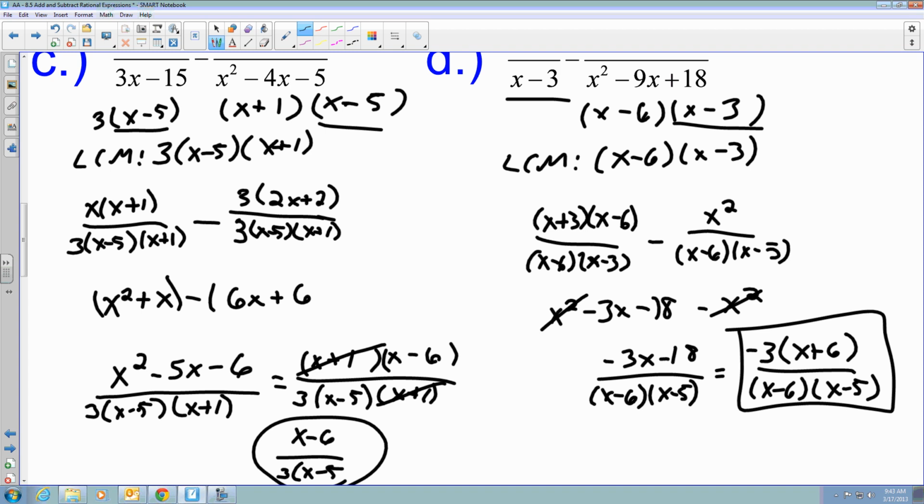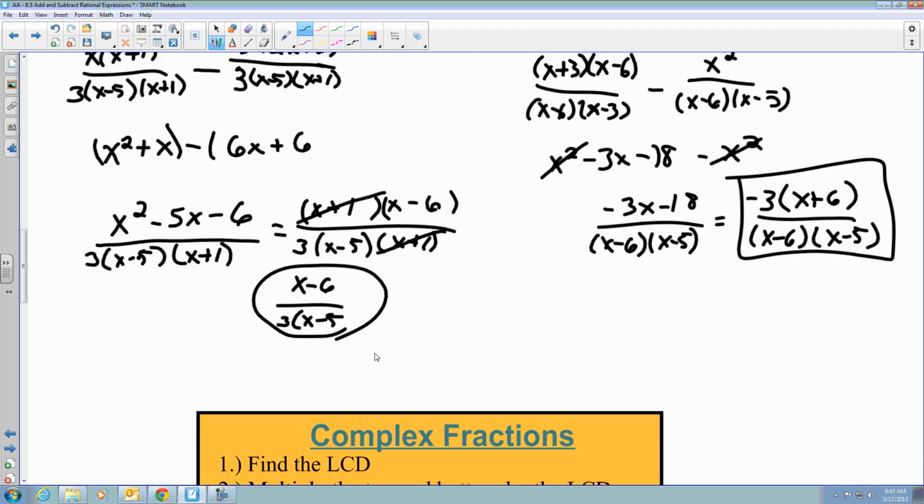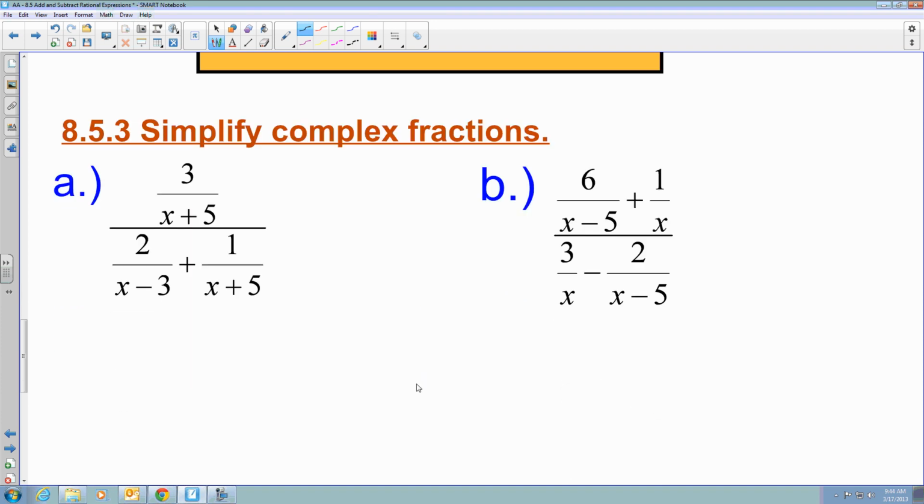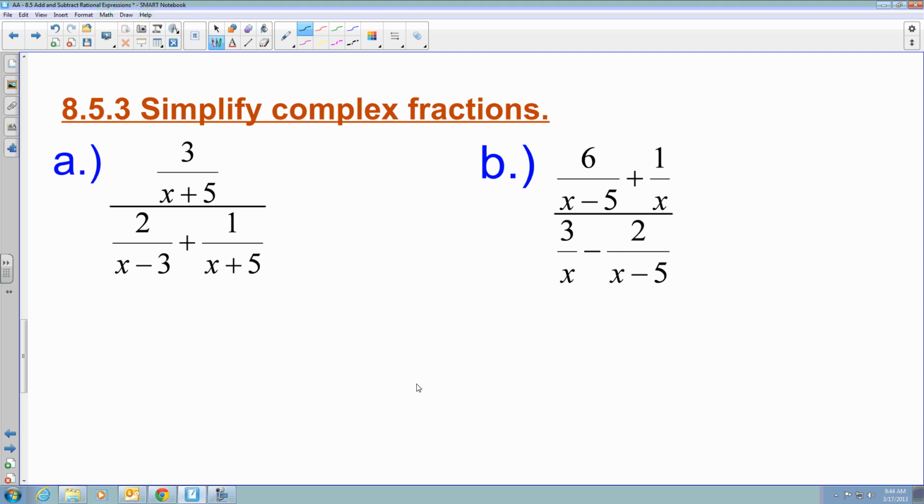Okay. So next up is being able to find complex fractions. Be able to simplify them at least. First thing you need to do is find the least common denominator, and then multiply the top and the bottom by the LCD. Cancel the denominators and simplify. I have two examples, and I'll show you two ways that you can solve this.